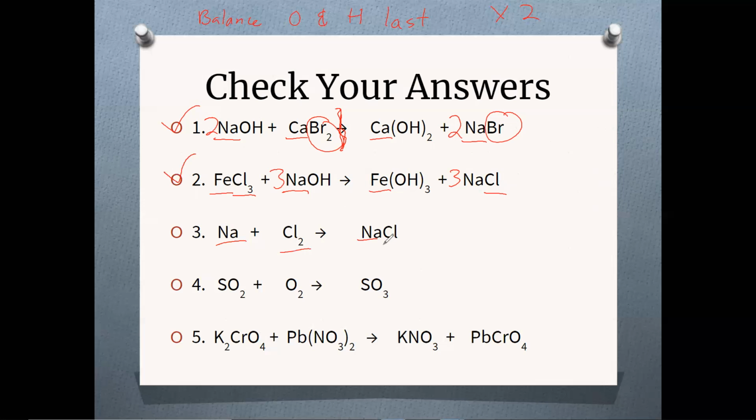Number 3, 1 sodium on the left, 1 sodium on the right. 2 chlorines on the left, only 1 on the right, which means I need a 2 here. I've thrown off my sodiums now. I need to put a 2 there. And we're balanced.